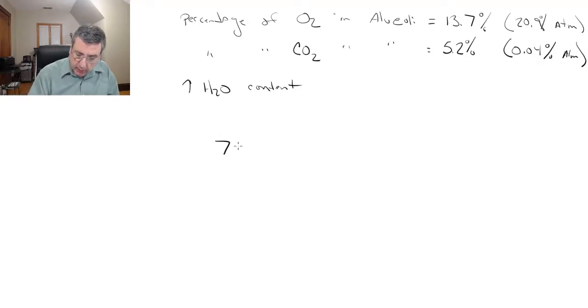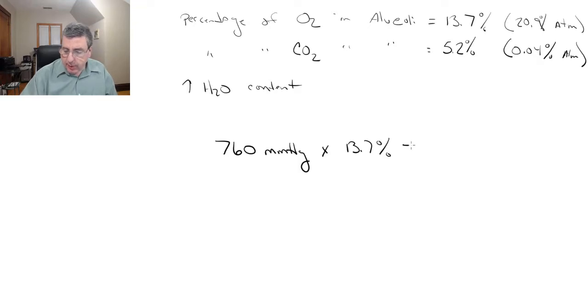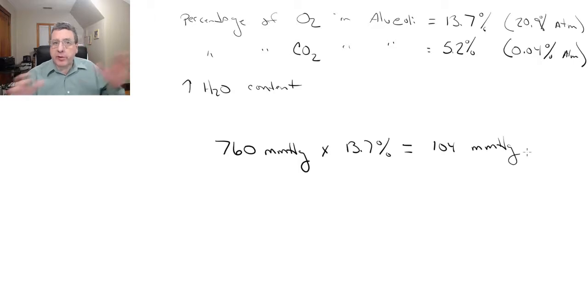So if we were to do the equation, 760 millimeters of mercury times 13.7%, this actually equals not 159, but 104 millimeters of mercury. Okay, previously the atmospheric partial pressure of oxygen was 159 millimeters of mercury. Now it's 104 within the alveoli.